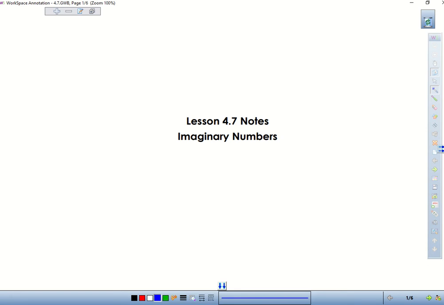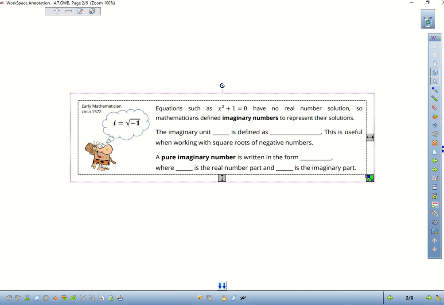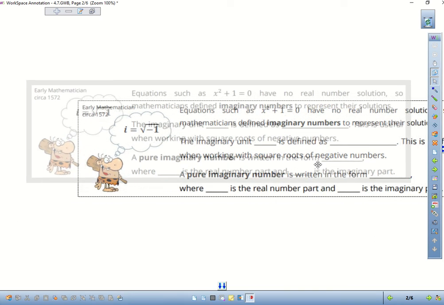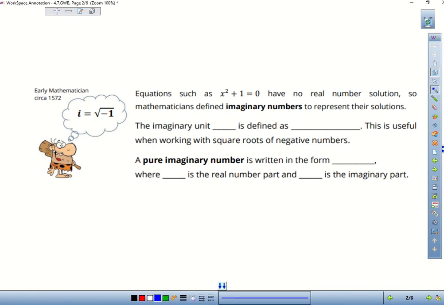Alright, so today we're going to be doing 4-7, which is going to be imaginary numbers. So, equations such as x squared plus 1 have no real number solution, so mathematicians define imaginary numbers to represent those solutions. The imaginary unit, known as i, is defined as the square root of -1 is equal to i.